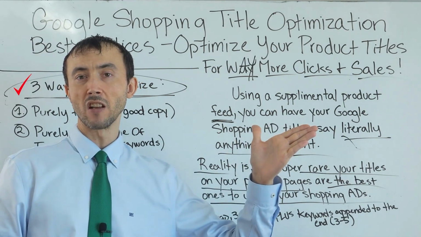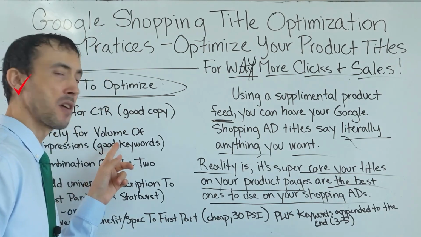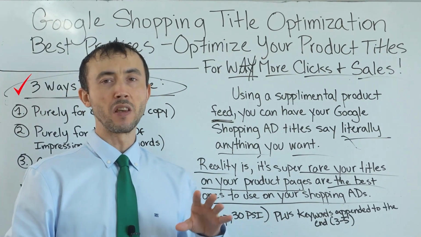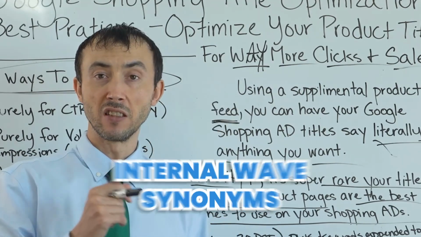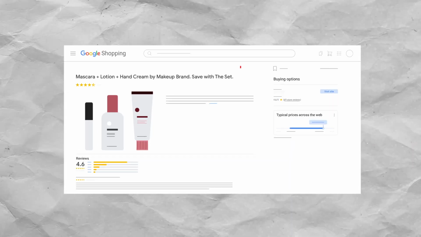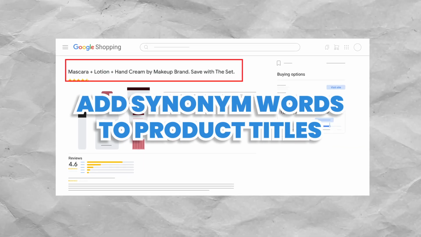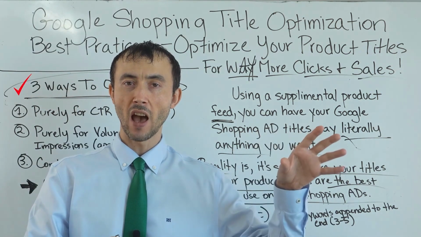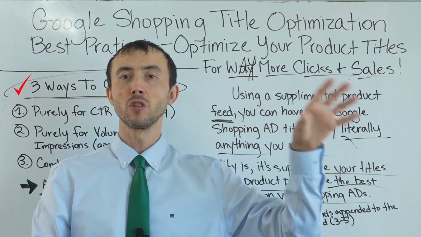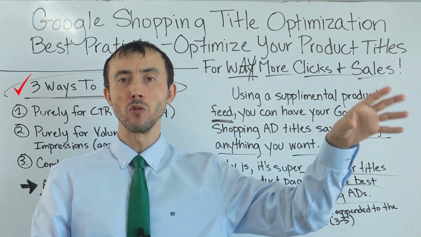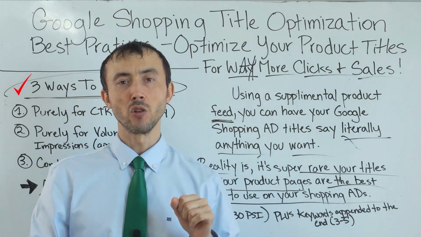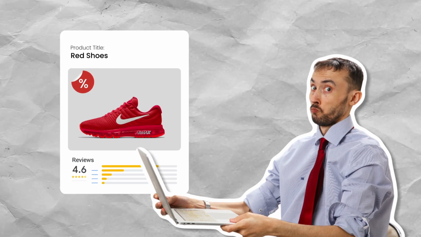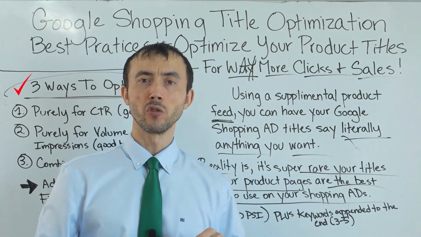Well, the best way to do that is to optimize your titles, specifically by adding more keywords to them. And the best way to do that is to simply interweave synonyms and break out your thesaurus so that you can add synonym words to your product title, because the machine learning algorithm that decides where and for what people on Google search your shopping ads should show up is going to scan your product page and try to figure out what your item is about. But the algorithm's only so smart.